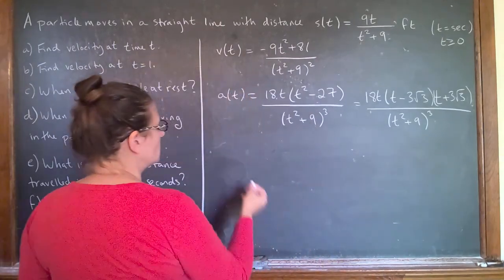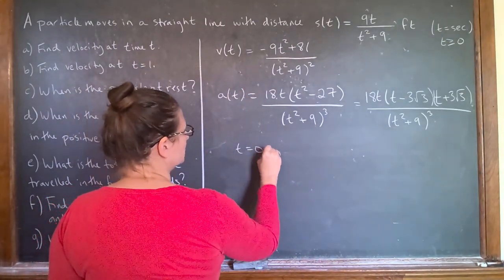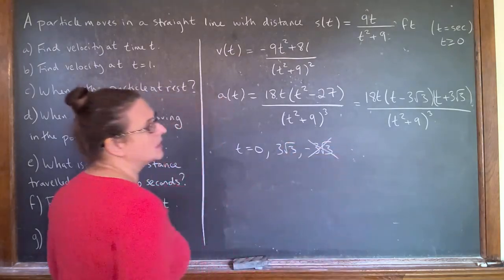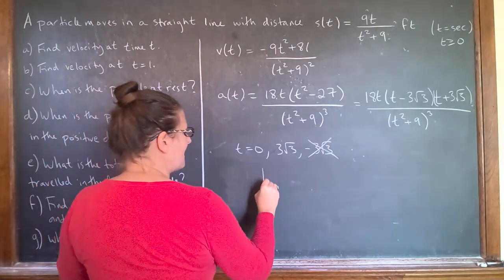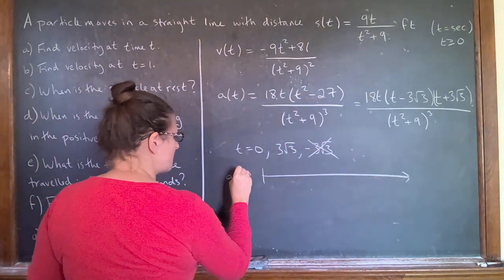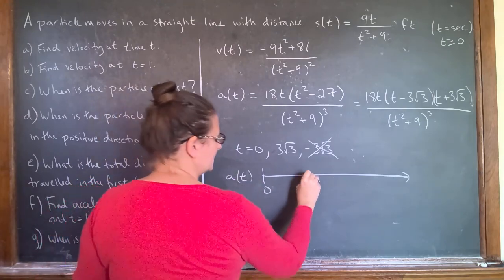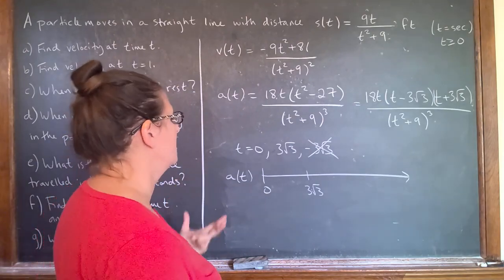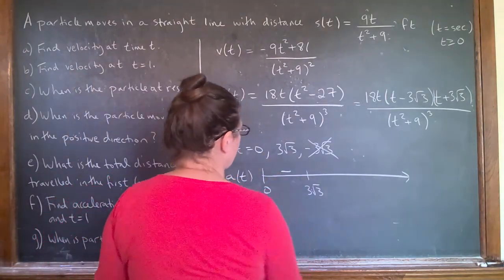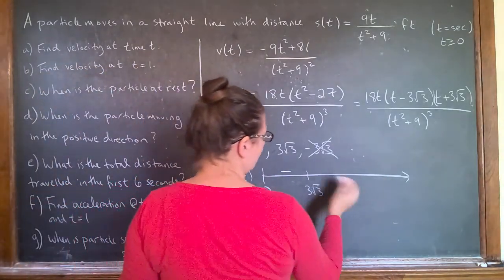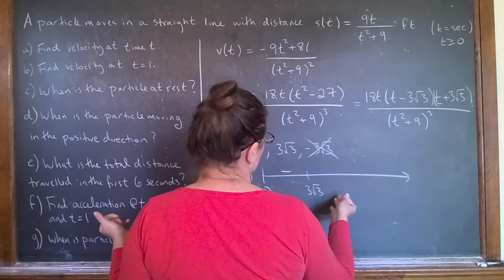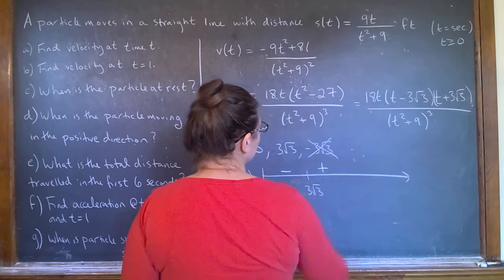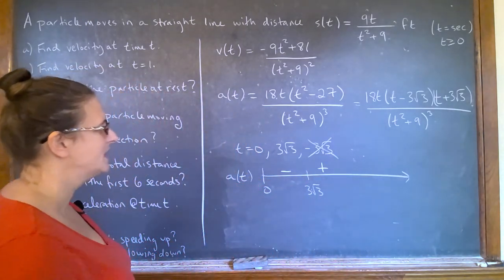So my points where it's going to be 0 are going to be t equals 0, 3 root 3, and negative 3 root 3, but I don't care about that one because I only want positive t. So if I look at my sign chart for a, all I have on it is 0 and 3 root 3. And then if I put in a number, well, we actually already know we put in 1, so that was minus there, right? And then if I put in a number bigger, like if I put in 10 or whatever, 9, right? It's going to be positive, right?